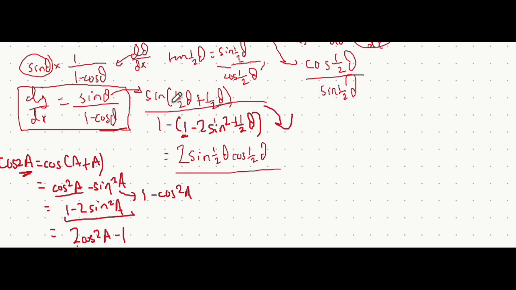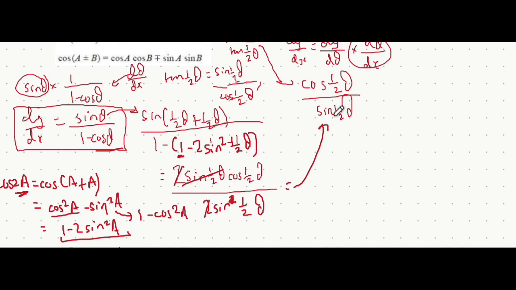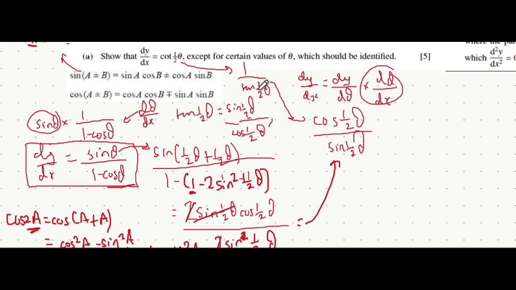Okay, so let's now simplify. We've already established that the numerator goes to 2 sine a half theta cos a half theta. In this denominator, 1 take away 1 cancels out, and then minus 2 sine squared of a half theta. You can now cancel out the 2's. You can cancel out 1 power of sine of a half theta, leaving you with cos half theta over sine of a half theta, which is 1 over tan of a half theta, which is cot of a half theta.